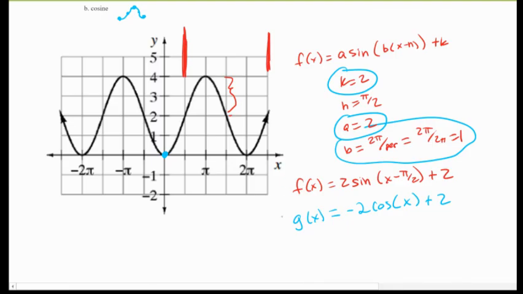And so here are the two functions that represent this graph. One of them is a sine function and the other is a cosine.